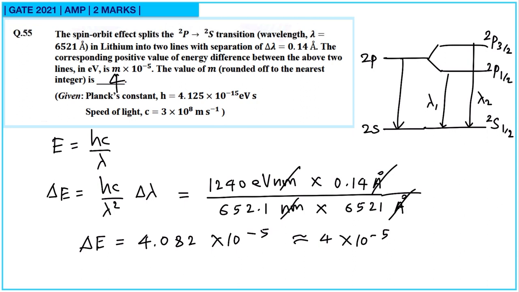And the answer given in the answer key is 3 to 5. So these were all the questions from the GATE 2021 paper.